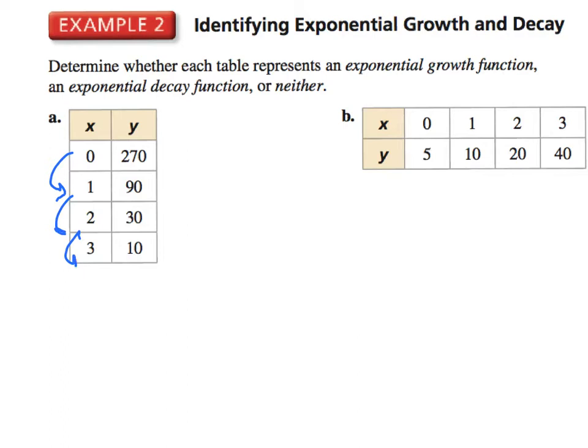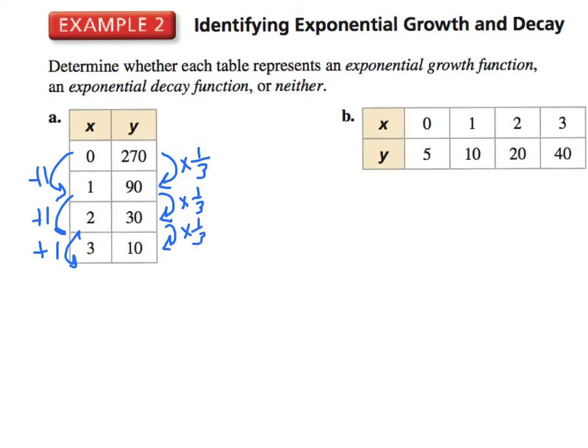We can see that each time x is increasing by 1. What are you doing to go from 270 to 90 to 30 to 10? You're dividing by 3, but we always want to use the growth factor or a factor of multiplication. So dividing by 3 is the same as multiplying by a third.